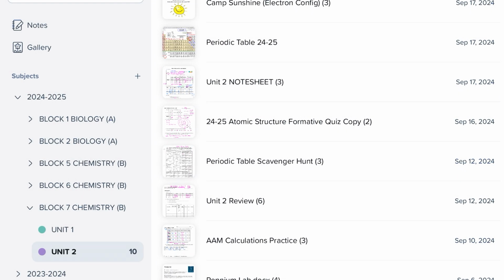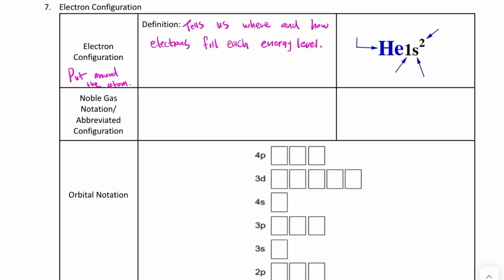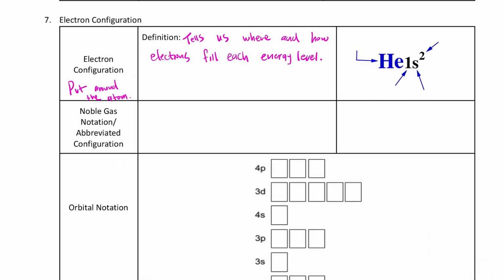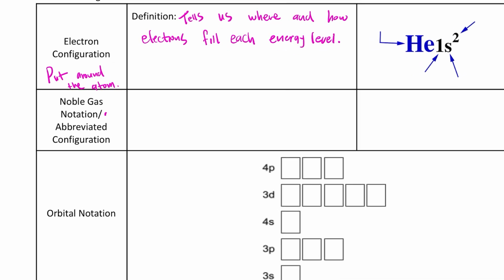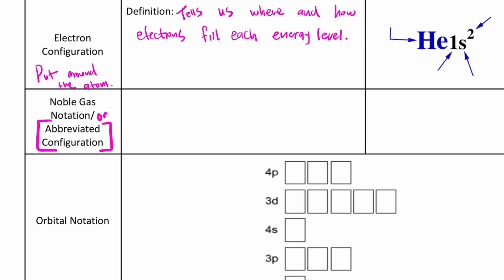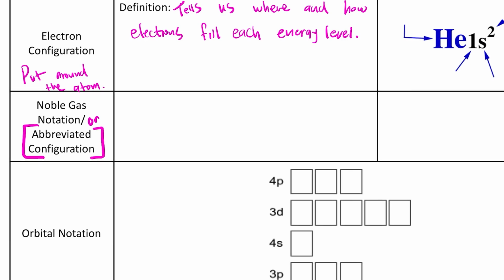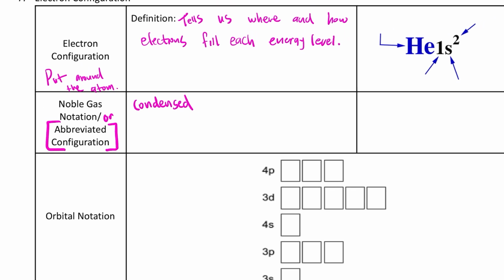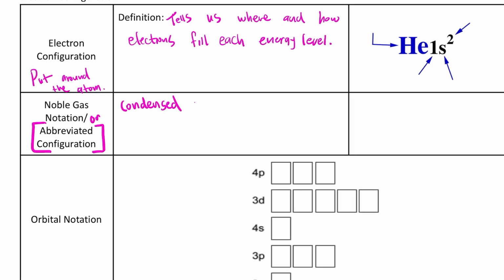Now we have to really go back to our note sheet and fill this out. So noble gas notation, there's a couple of names, but I'm always using this name here, guys. So don't be confused when I use abbreviated configuration. Abbreviated configuration is condensed. Let's write this down. So go to your note sheet. Let's get the document out. I'm going to give you some time. It's the condensed electron configuration.